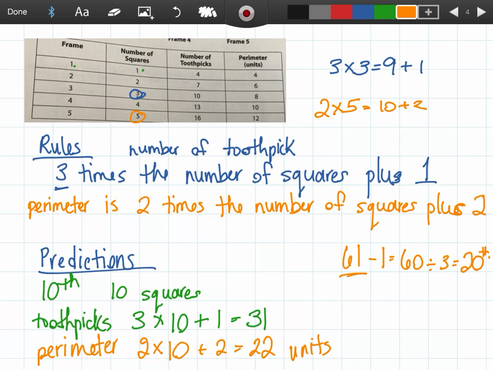The same concept can be used for the perimeter: you have to figure out what number times 3 plus 1, or times 2 plus 2, gives you the desired number. Then you can do those predictions. If they want you to know what's in, let's say, the 257th frame, you don't want to go and do 1 through 257. That's too much work. That's not working smart. You can use those rules to figure out what number times 3 plus 1 gives me 257. Obviously not correct, because I just pulled a number out of the sky.